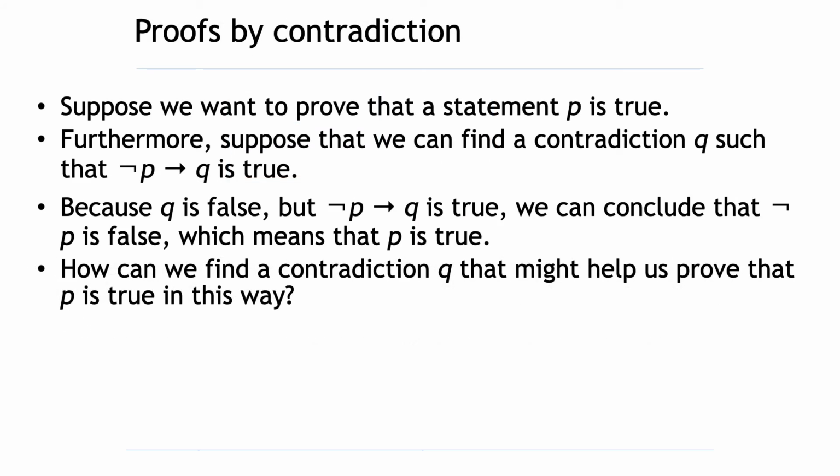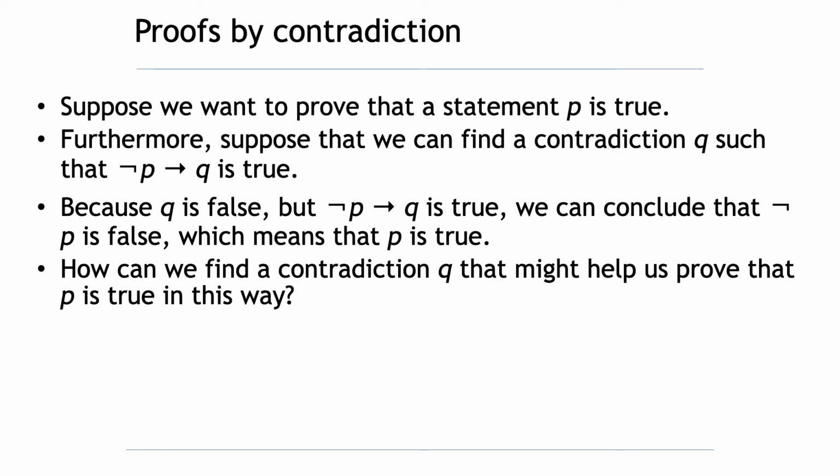We also have another type of proof that is called proof by contradiction. Suppose we want to prove that the statement P is true. Furthermore, suppose that we can find a contradiction Q such that not P implies Q is true. Because Q is false, but not P implies Q is true, we can conclude that not P is false, which means that P is true.